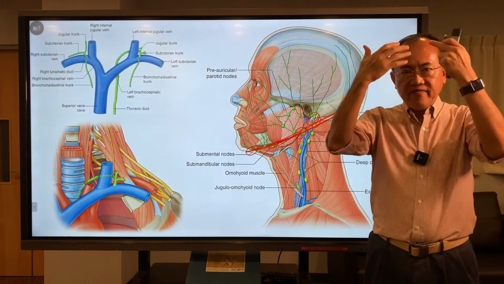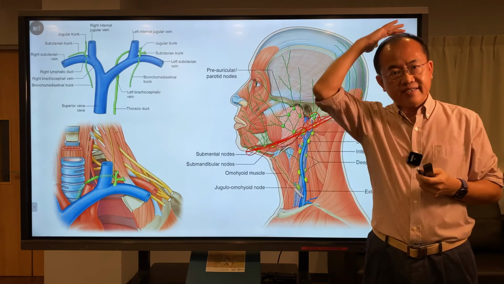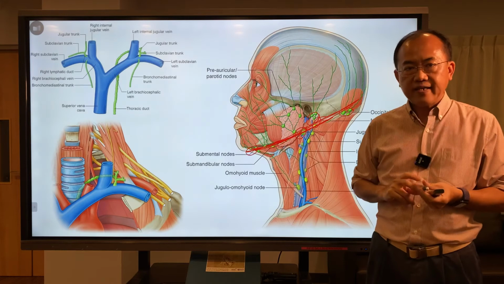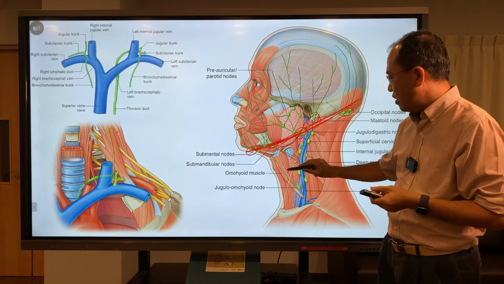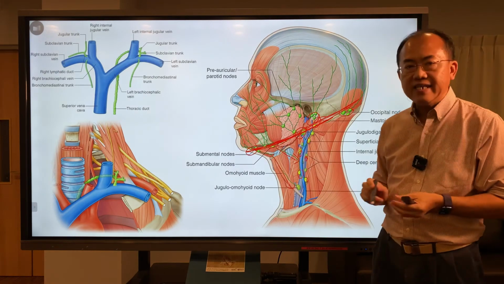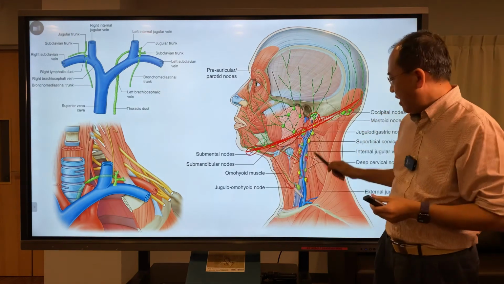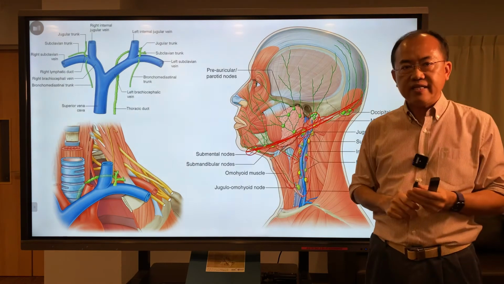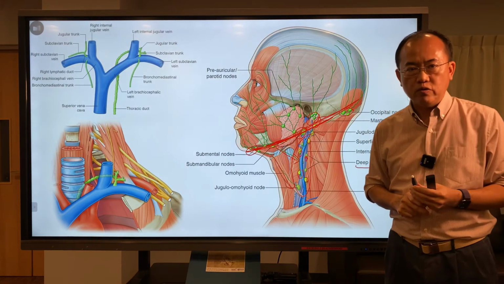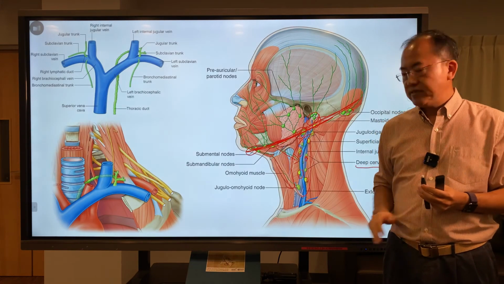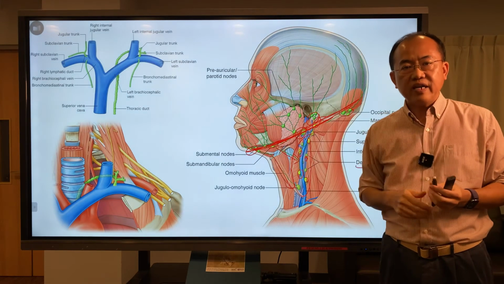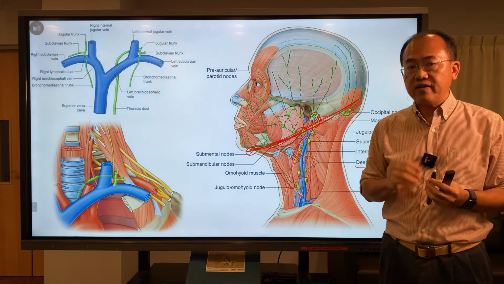They will receive lymphatics from the head and the scalp, as well as from the upper part of the neck. Then after that, they will drain to a very important lymph node group that surrounds the internal jugular vein. This group is known as the deep cervical nodes. Deep cervical lymph nodes, yeah? There are lymph nodes found deep inside the neck, around the internal jugular vein.